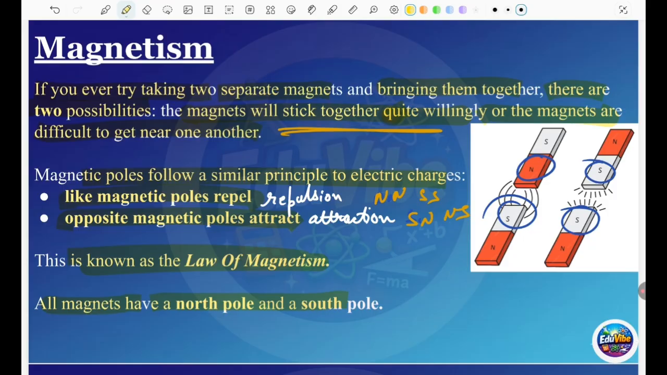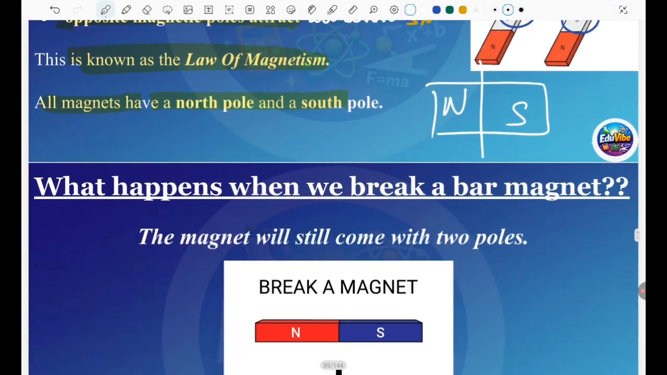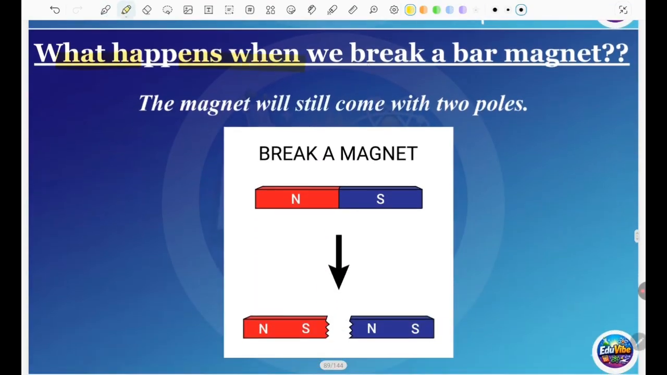One thing a question may ask: when we break a magnet into two parts, what will happen? Will the north part separate from the south part, or something else? What happens when you break a bar magnet? Each piece will still have two poles. If we break it into two parts, each part makes a north and south pole again. That's the property. When we break the magnet, each piece still has two poles. That's the thing you have to know.